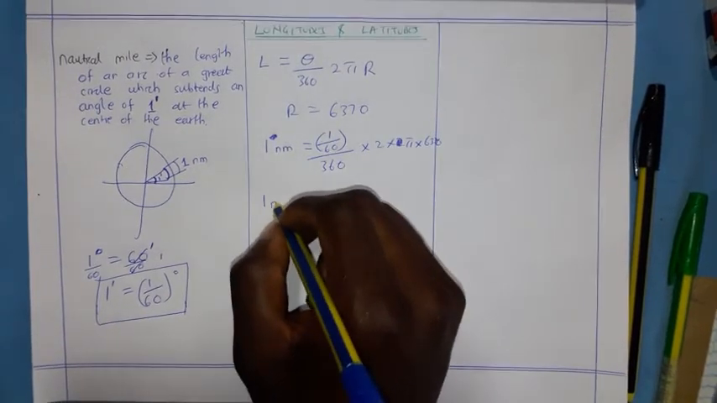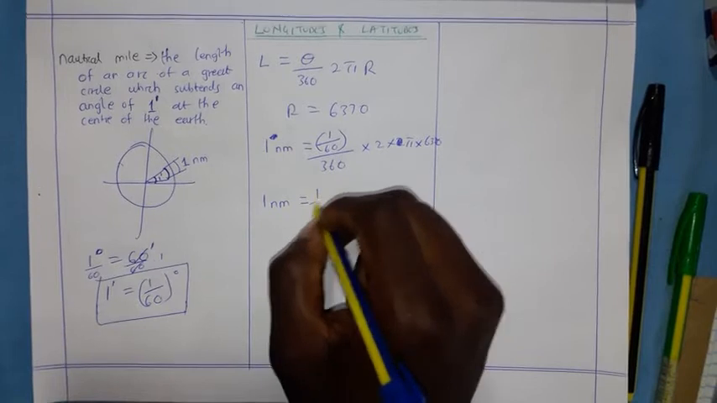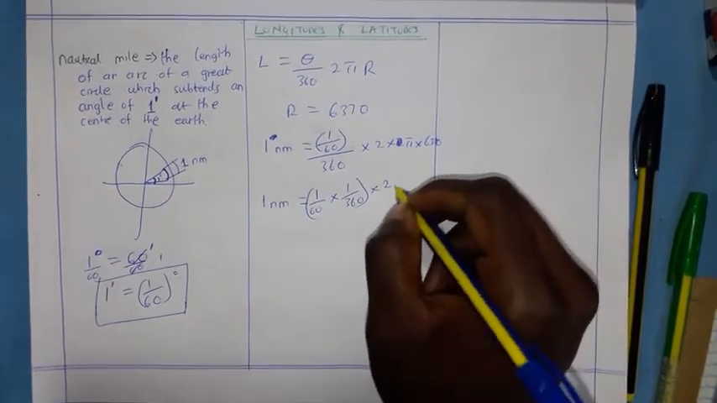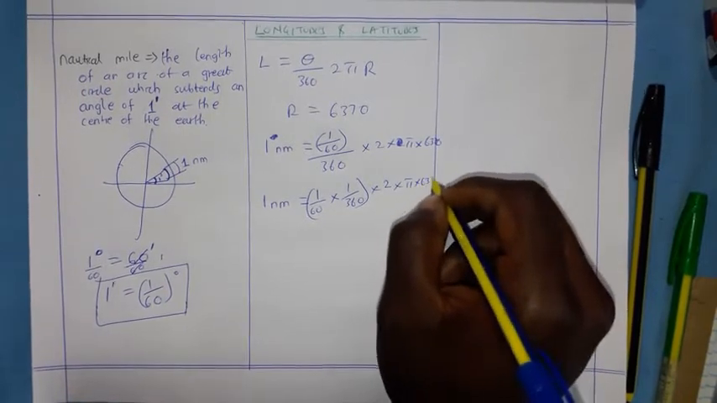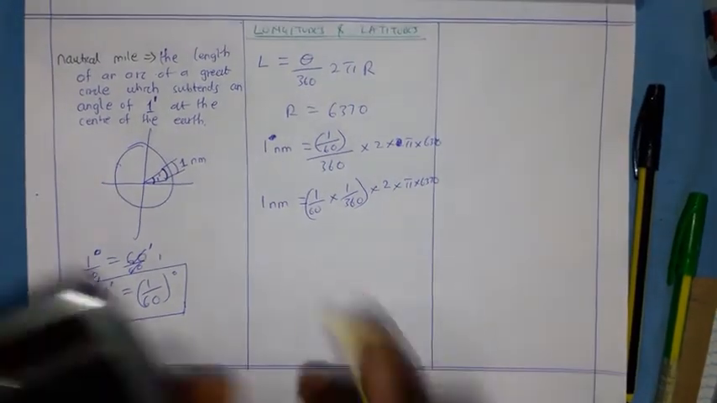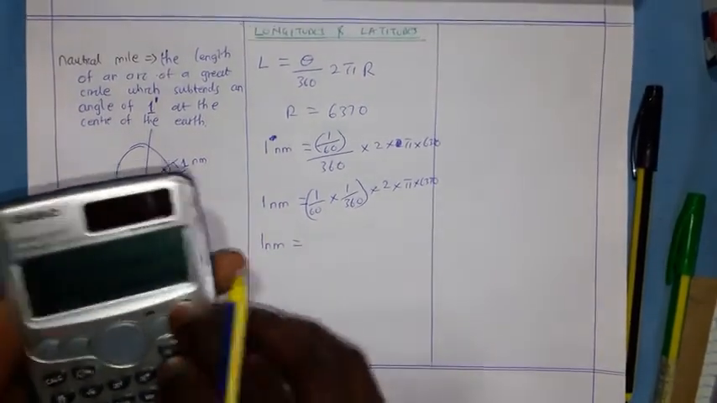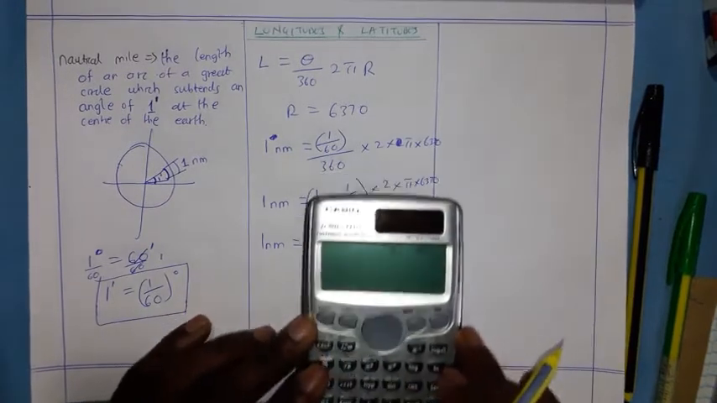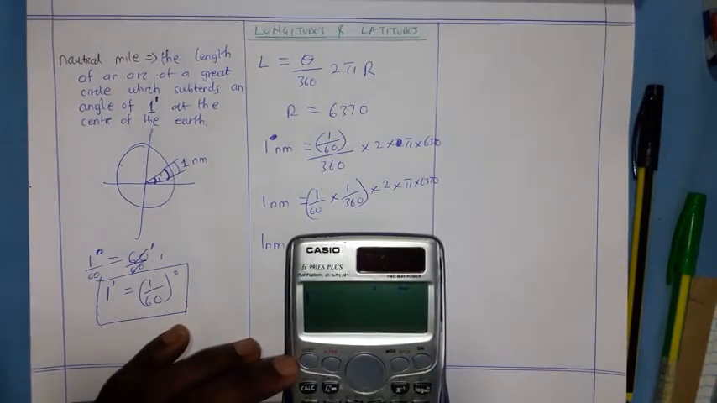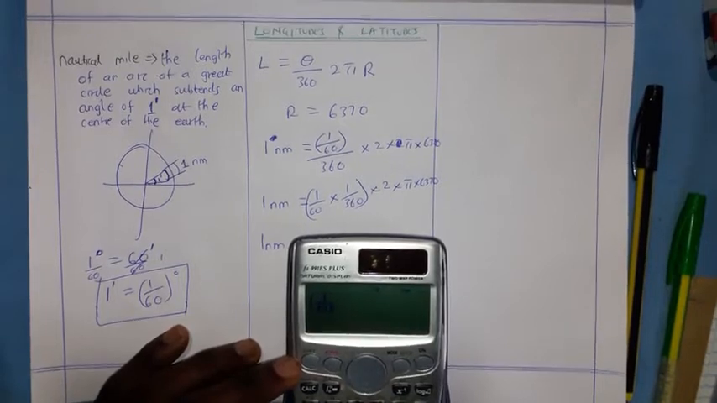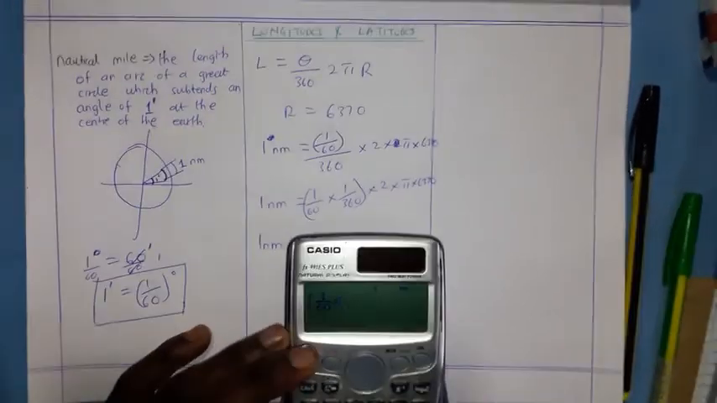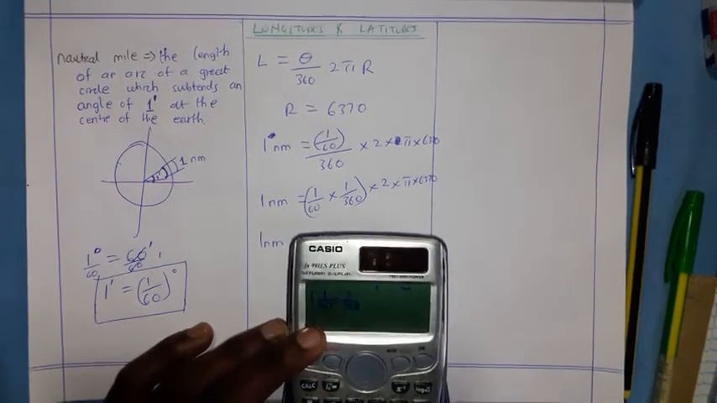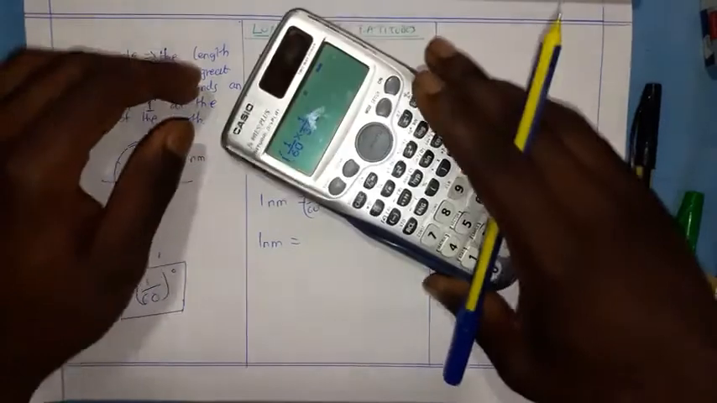Therefore, the relationship will be this: 1 nautical mile is equal to 1 over 60 multiplied by 1 over 360 multiplied by 2 multiplied by pi multiplied by 6370. Working this out on the calculator, 1 nautical mile is simply equal to 1 over 60 multiplied by 1 over 360. I don't know if you are able to see that.